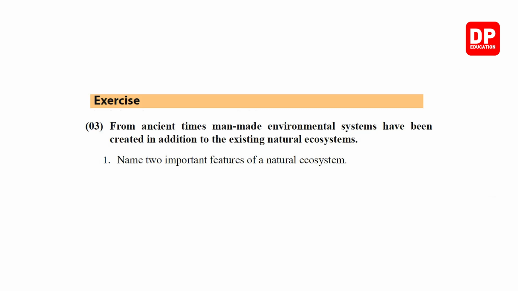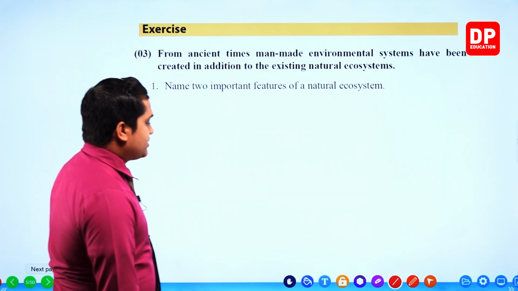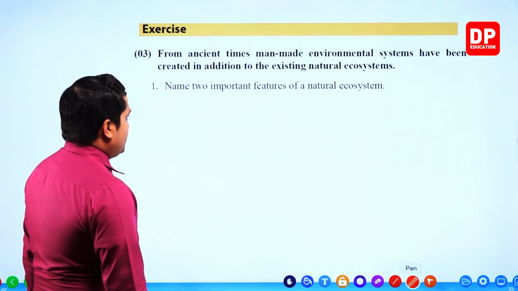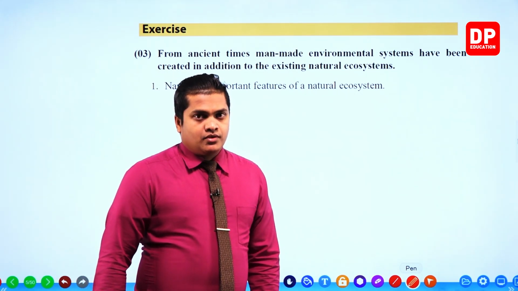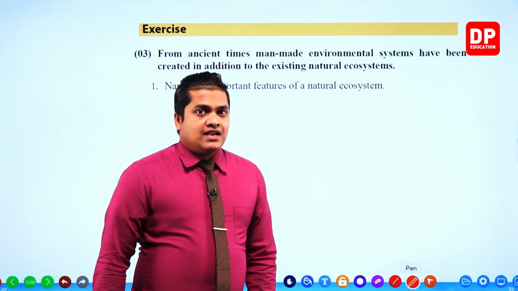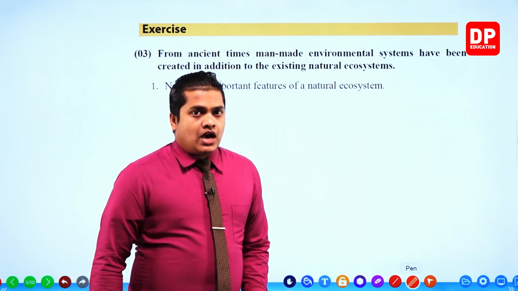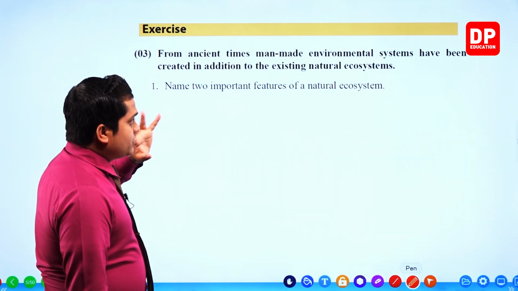From ancient times, man-made environmental systems have been created in addition to the existing natural ecosystems. Name two important features of a natural ecosystem. So my dear children, when you take natural ecosystems, there are several important things. It has a very high and rich biodiversity.